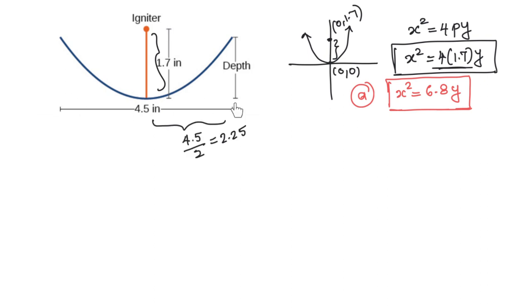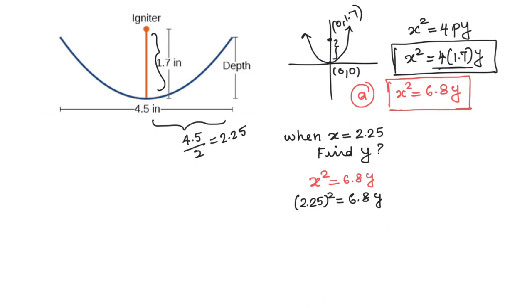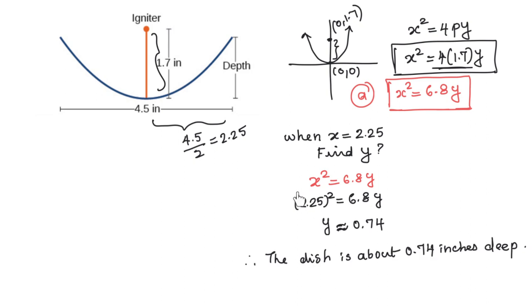The width of the dish is 4.5. So this length will be half of that, 4.5 divided by 2, that is 2.25. So when x is 2.25, we need to find the corresponding height, that will be the depth. In our equation, we can replace x with 2.25 and solve for y. Divide this value by 6.8, and you will get y approximately equal to 0.74. So we can conclude our answer: the dish is about 0.74 inches deep.